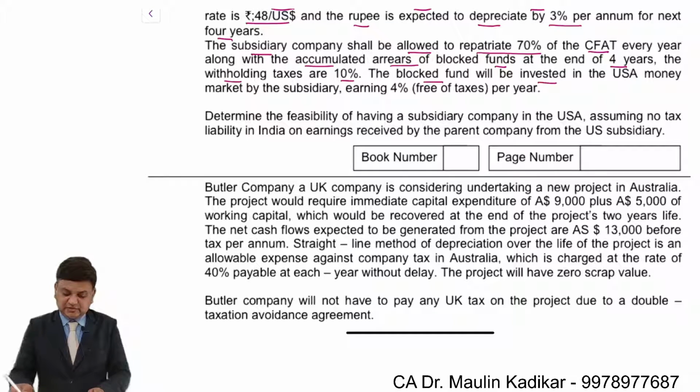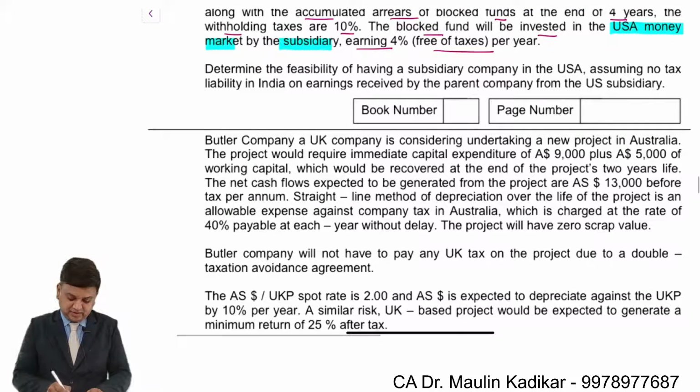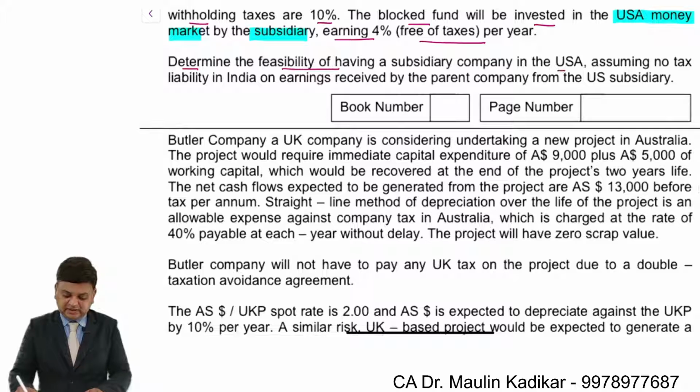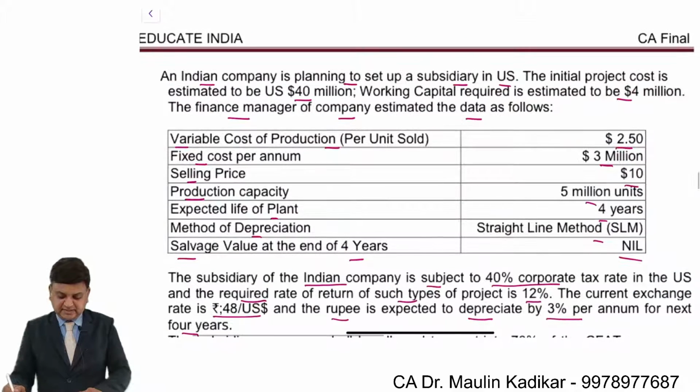The blocked funds will be reinvested in the United States of America money market by the subsidiary, earning 4% free of taxes per year. Determine the feasibility of having a subsidiary company in US, assuming no tax liability in India on earnings received by the parent company from the US subsidiary. That is the question.